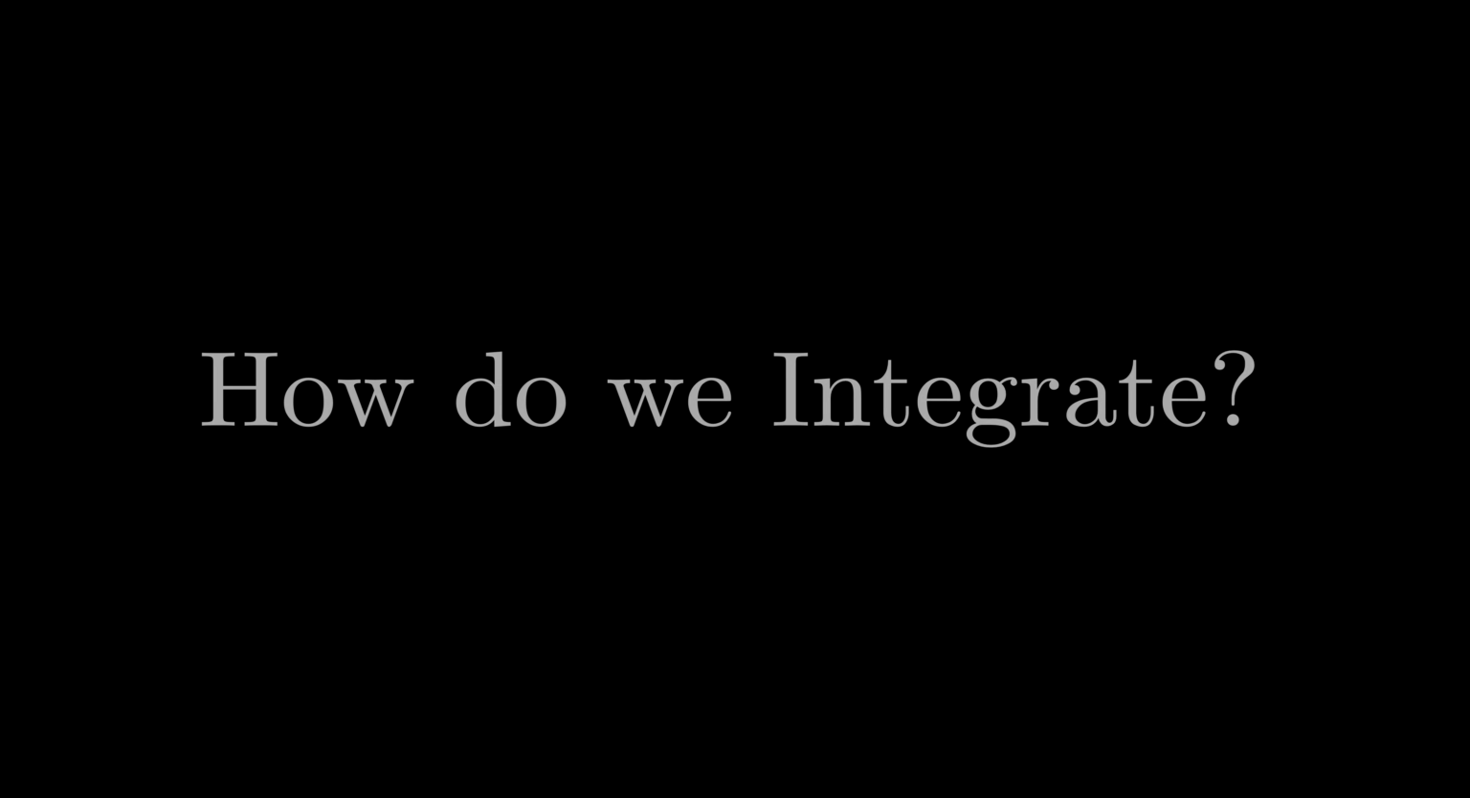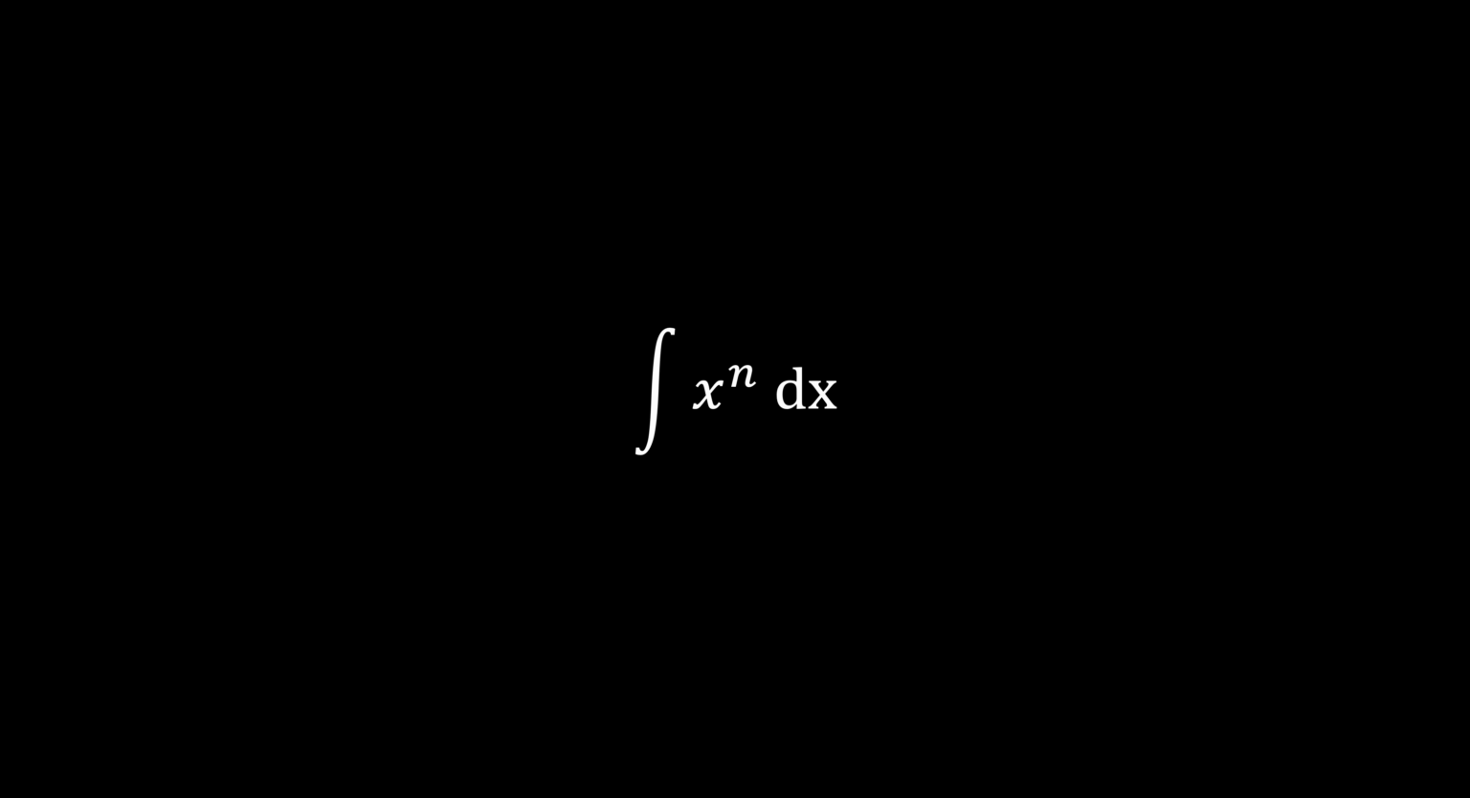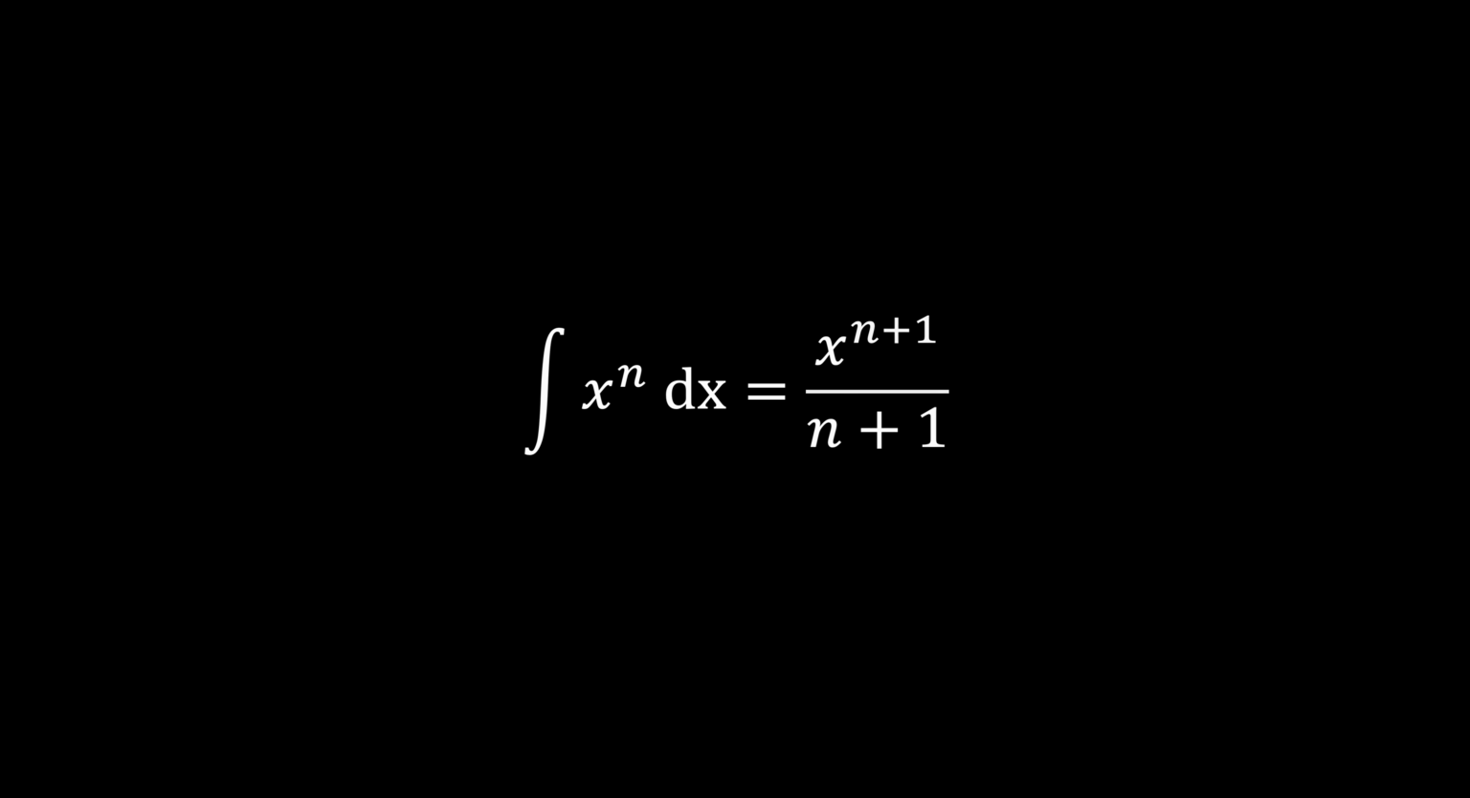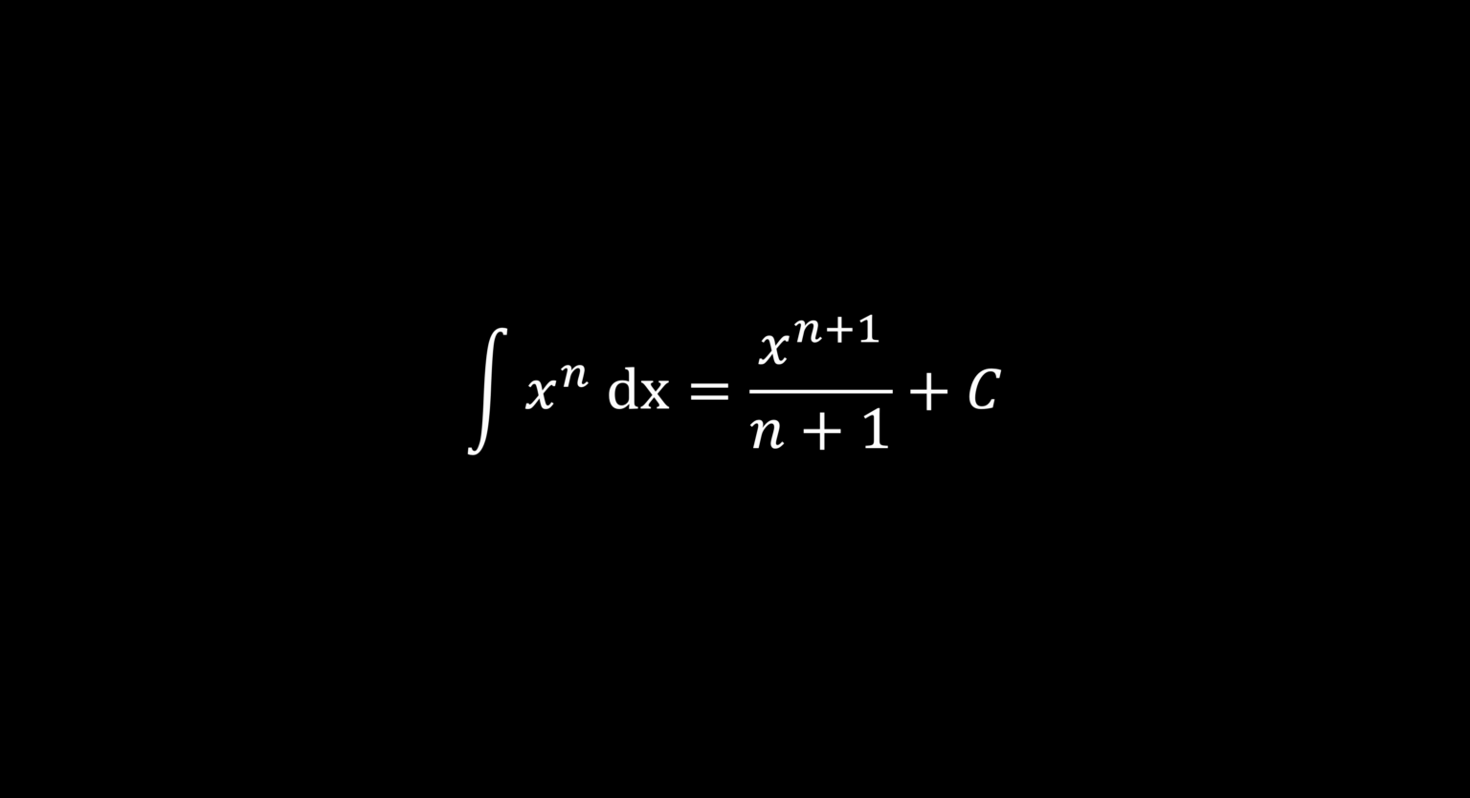Take a function, for example, where x is raised to the power of n. The most common way we integrate this type of function is by using something called the power rule. The process is simple. 1. Add 1 to the power of x. 2. Divide by the new power. 3. Don't forget to add a constant, which we'll call c.